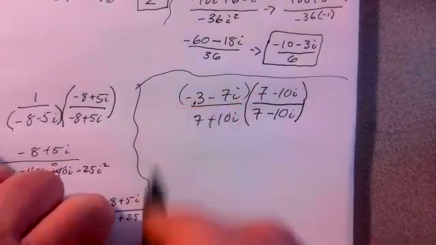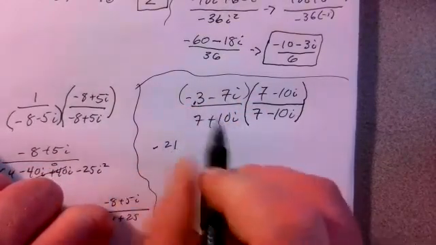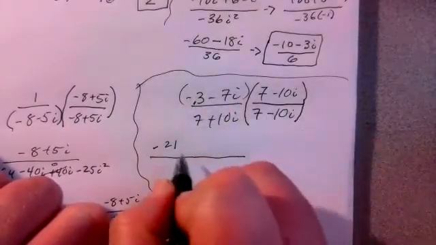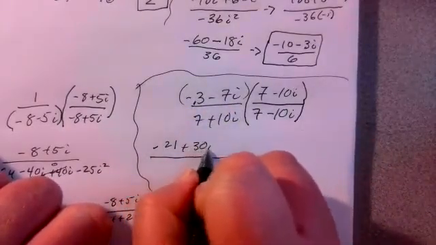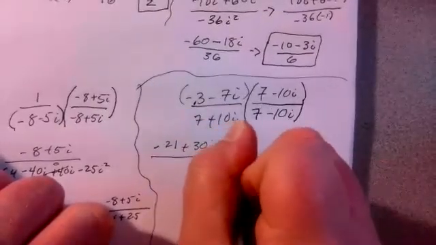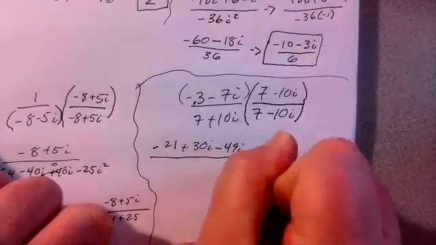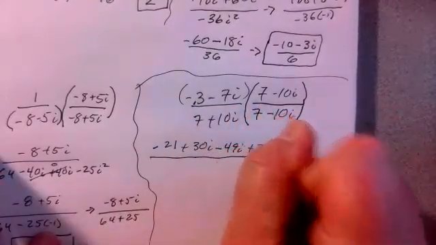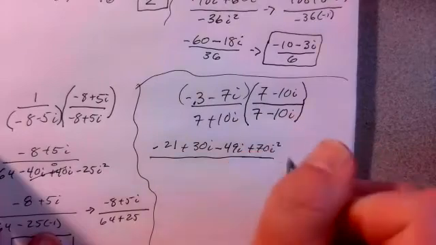So negative 3 times 7 is a negative 21. I'm going to go ahead and put my fraction there. Negative 3 times a negative 10i is a positive 30i. Negative 7i times a positive 7i is a negative 49i. A negative 7i times a negative 10i is a positive 70i squared.